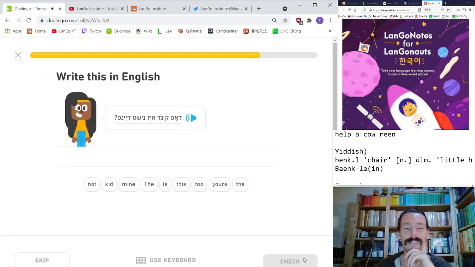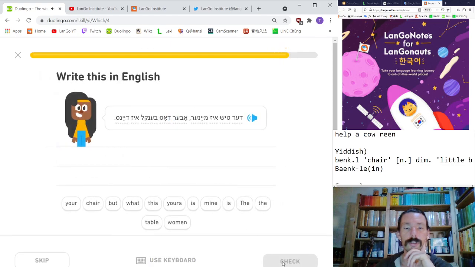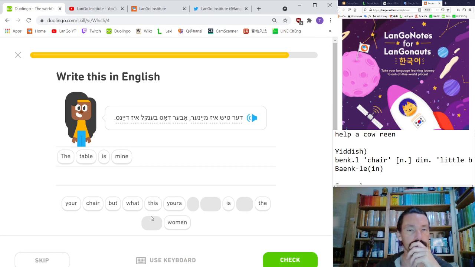Das Kind ist nicht deins? Das Kind, the child, is not that yours. Der Tisch ist meiner, aber das Bänkel ist deins. The table is mine, but the chair is deins.